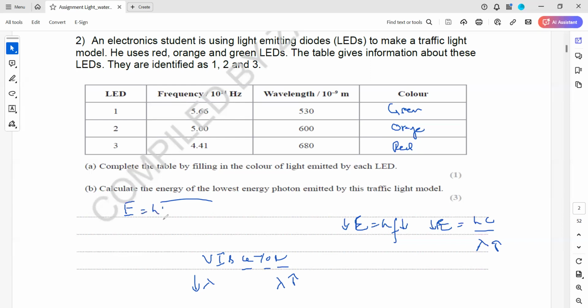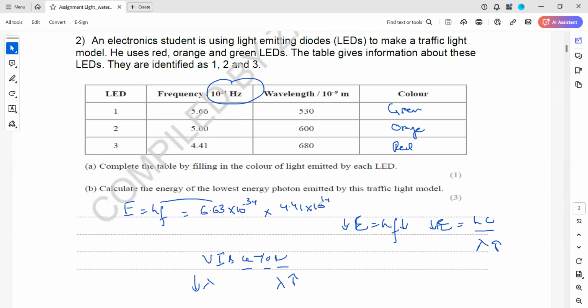So E equals hf. h is Planck's constant. The value will be given, 6.63 times 10 to the power minus 34. And the frequency is 4.41. Always read the columns properly. Like it's written 10 power 14. So it is 4.41 times 10 power 14.